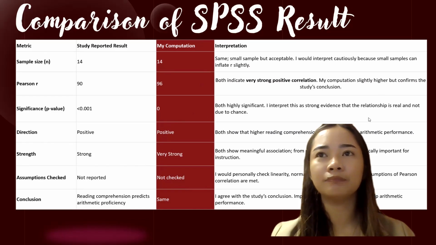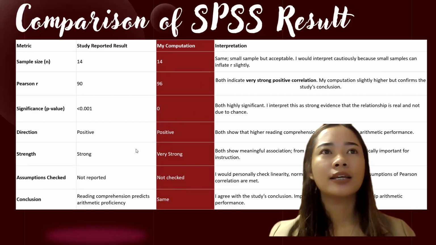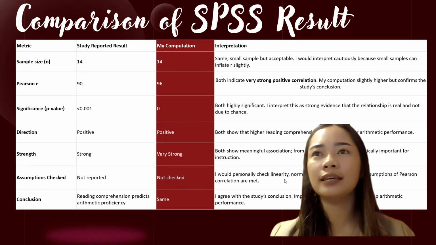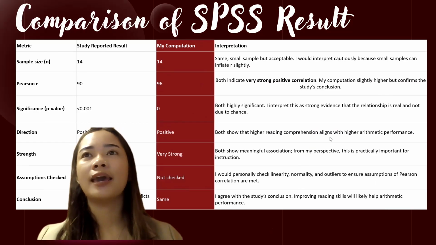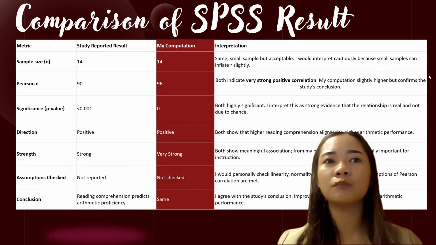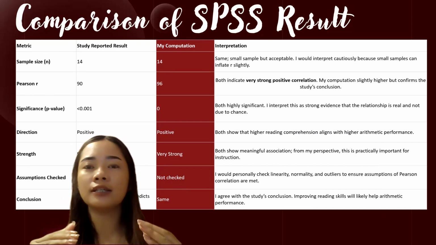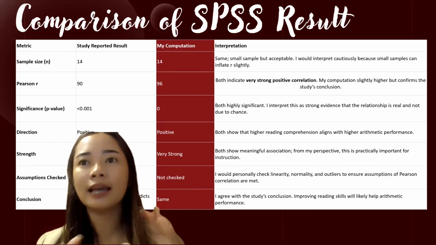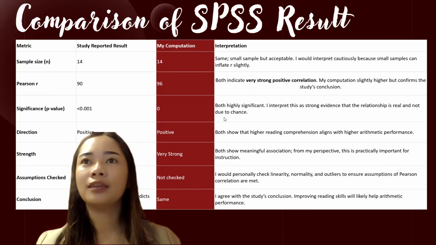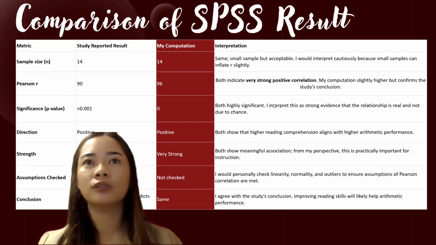On the assumptions side, the study does not report any assumption check. I would personally check linearity, normality, and outliers to ensure the assumptions of Pearson correlation are met. And for the conclusion, reading comprehension predicts arithmetic proficiency. I would still use how she concluded the study. So I agree with the study's conclusion. Improving reading skills will likely help arithmetic performance. We just differ in the Pearson R result. My result is slightly higher than the study's reported result.